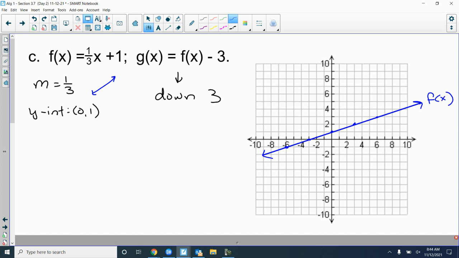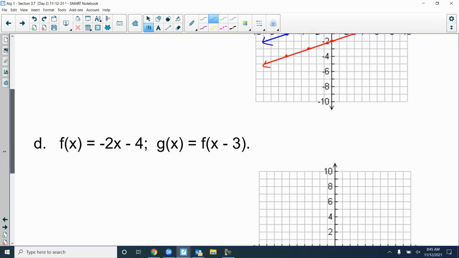G of x says, all right, take that function, move it down 3. Just take each point that you have plotted and then go straight down and put your new point. So I'm going to go down 3, 1, 2, 3. I'm going to go down 3. I'm going to go down 3. And then 1, 2, 3. And then I'm going to connect that with the line. So that's what you do if you have f of x minus 3.